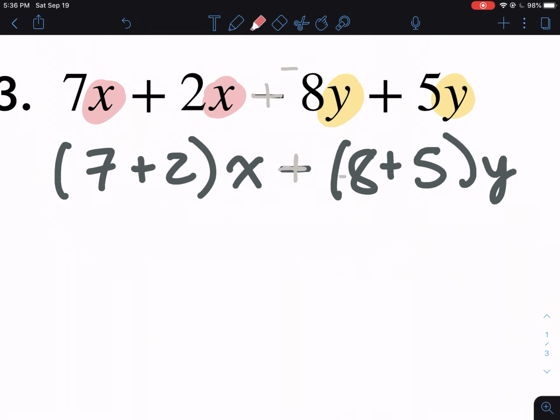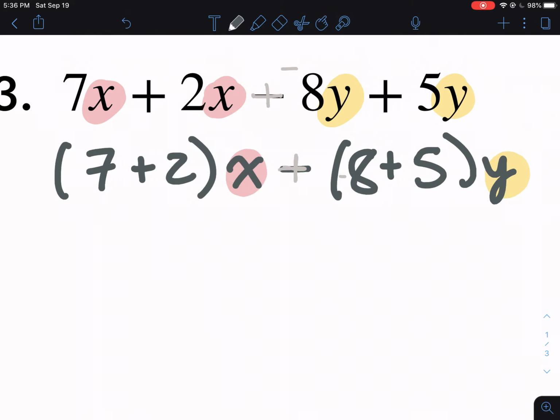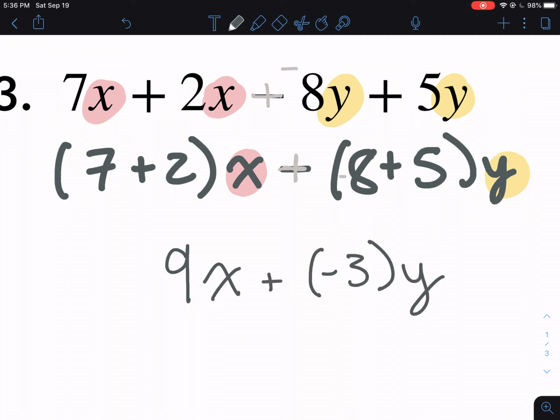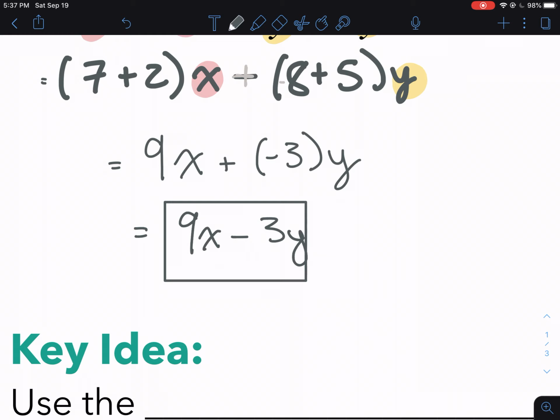Okay. So cleaning up our like terms, cleaning up our X and Y boxes, we are left with 9 X boxes and negative 3 Y boxes. We can leave it like that, that's fine, or we can say that's 9x minus 3y, and that works as well.